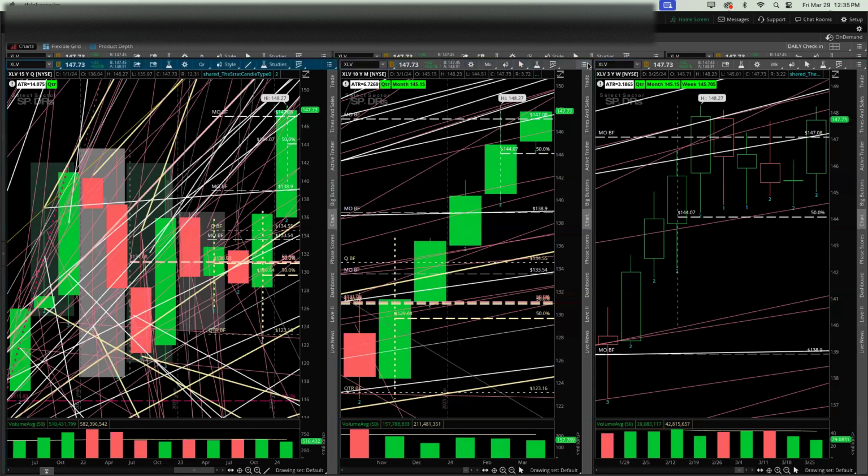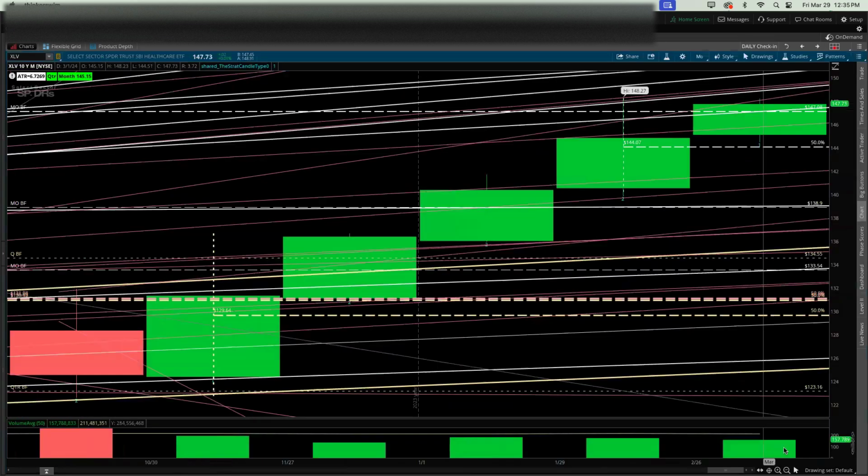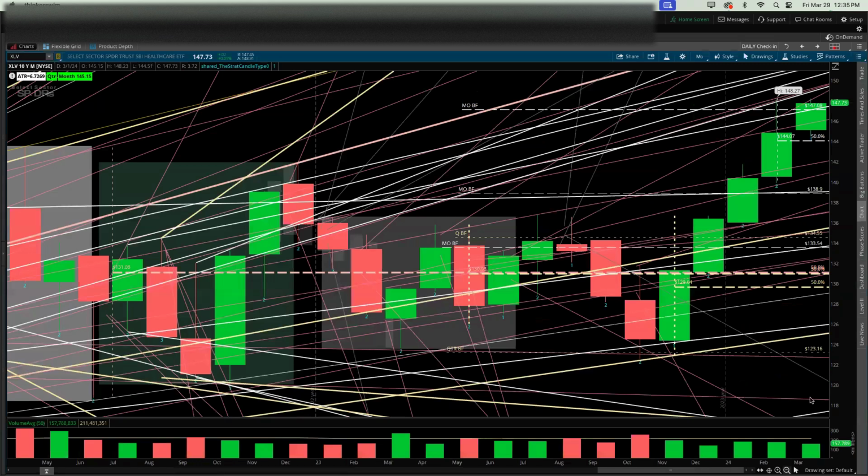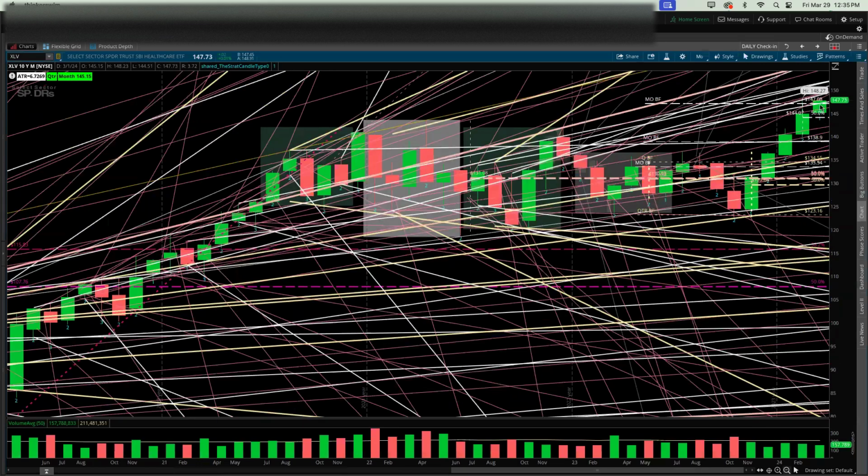So the question is the same, similar to the other sectors. Are we going to keep going, or is it time for a pullback? So 1, 2, 3, 4, 5 green months, and we've had no pullback. When you backtest this, when is the last time that healthcare had more than 5 months with no pullback? And you can easily check that.